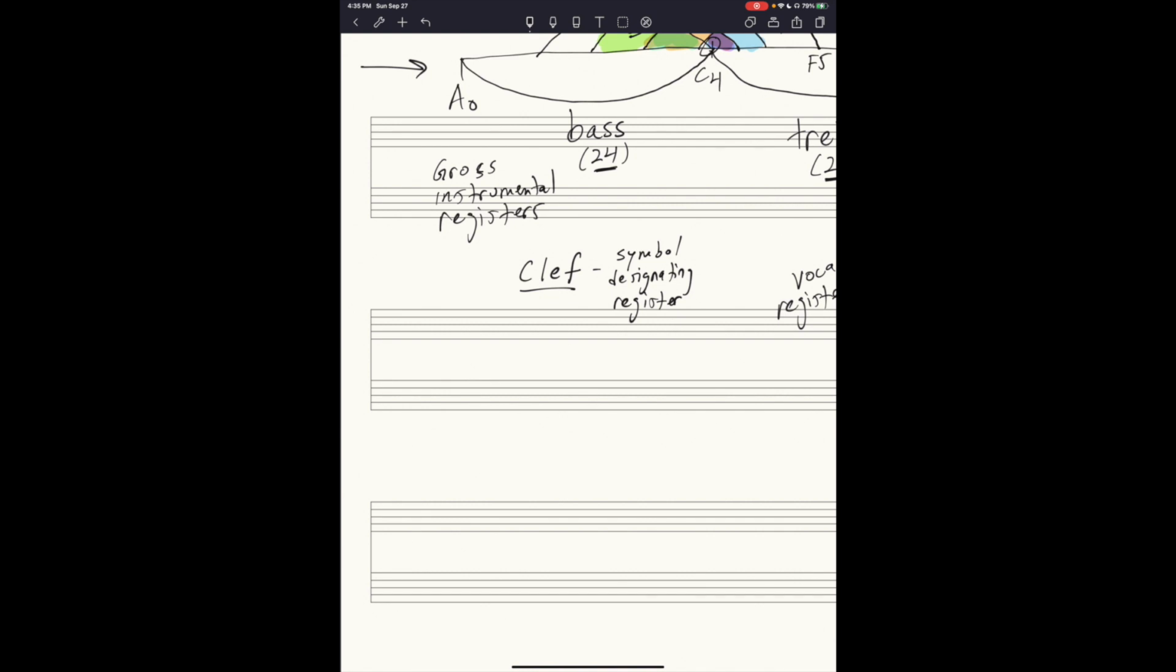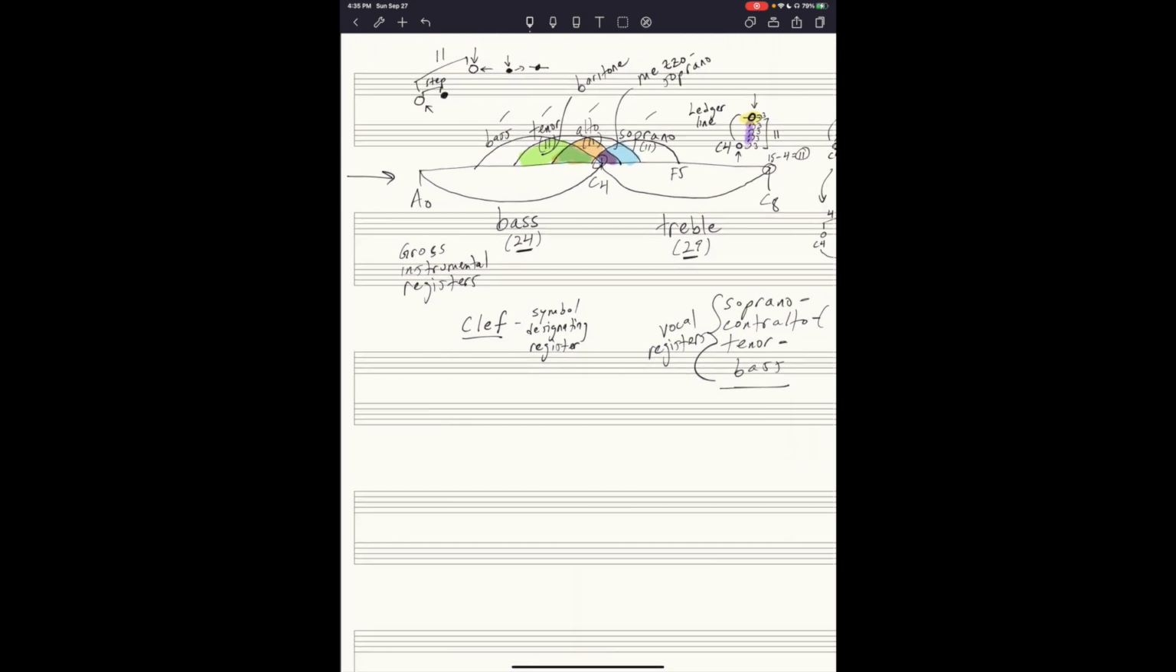Well, we have two broad categories of registers in front of us, right? On the one hand, we've got those gross instrumental registers of bass and of treble. Then we have the vocal registers, right? These guys of soprano, alto, tenor, bass, and of course the in-between registers of mezzo-soprano and baritone.